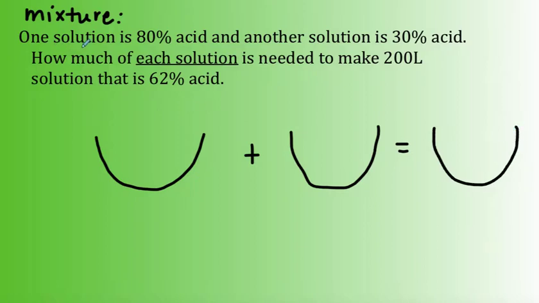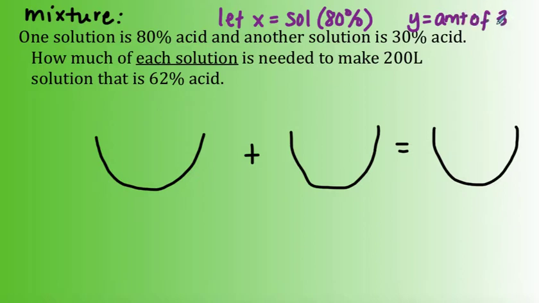All right, so it says one solution is 80% acid, another solution is 30% acid. How much of each solution is needed, mixed together, to make 200 liter solution that is 62% acid? All right, well, the first thing I do is I need my variables. So I'm going to do it up here. Let x equal the 80% solution amount, okay? And I'm going to let y equal the amount of 30%. All right, so I've got my 2 amounts.